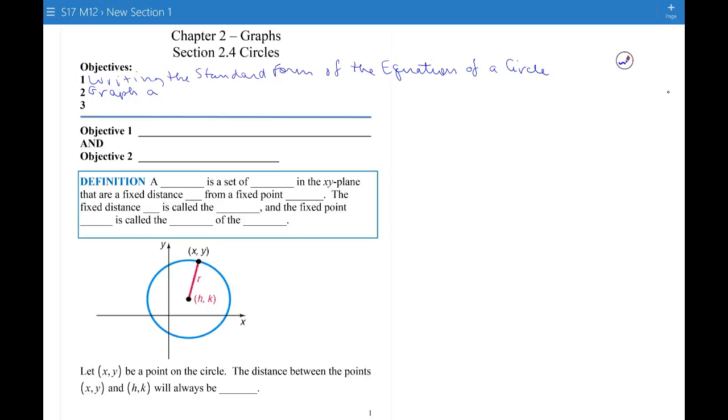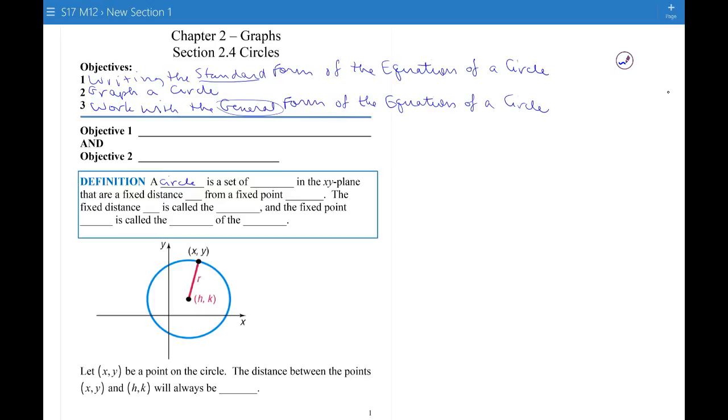Objective 2 is going to be to graph a circle. So writing its equation, then graphing it, and then work with the general form of the equation of a circle. So notice we're talking about two different forms, a standard form and the general form. Objectives 1 and 2 we're going to do together, talking about writing the standard form and doing the graph. So we need a definition for a circle.